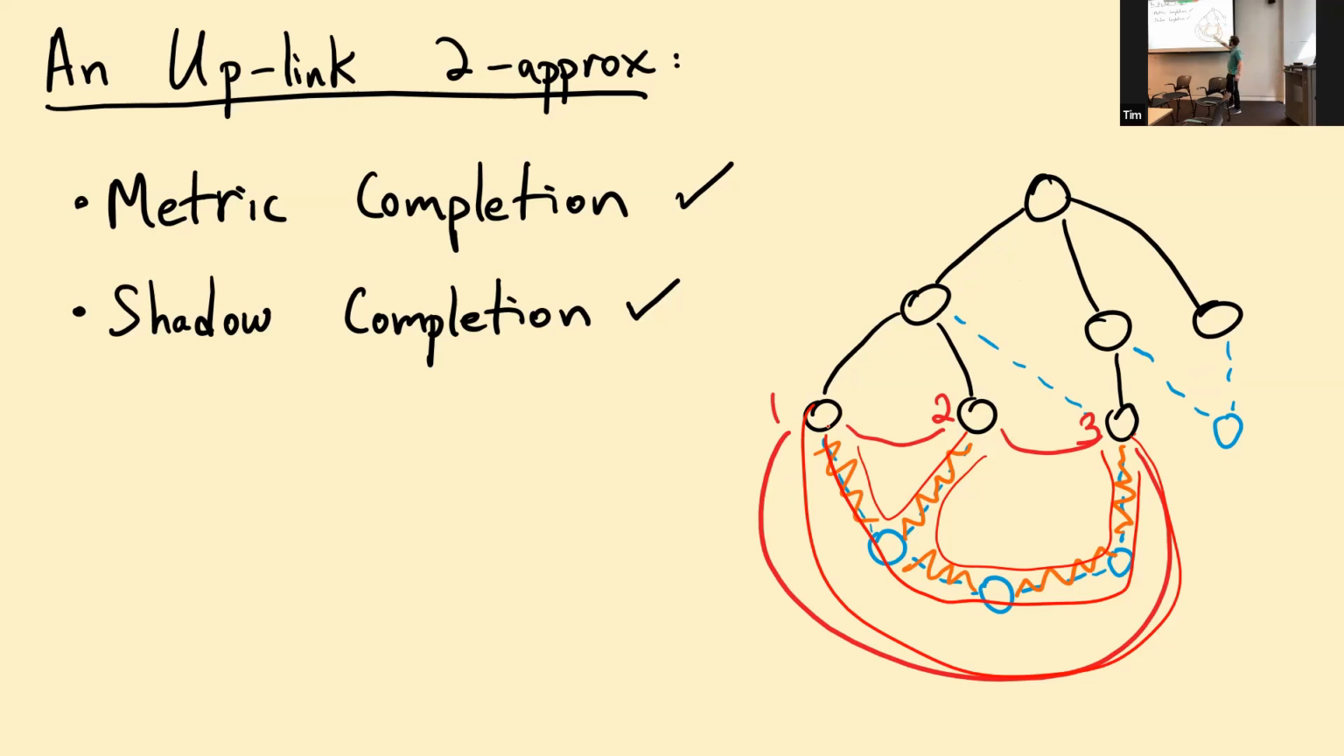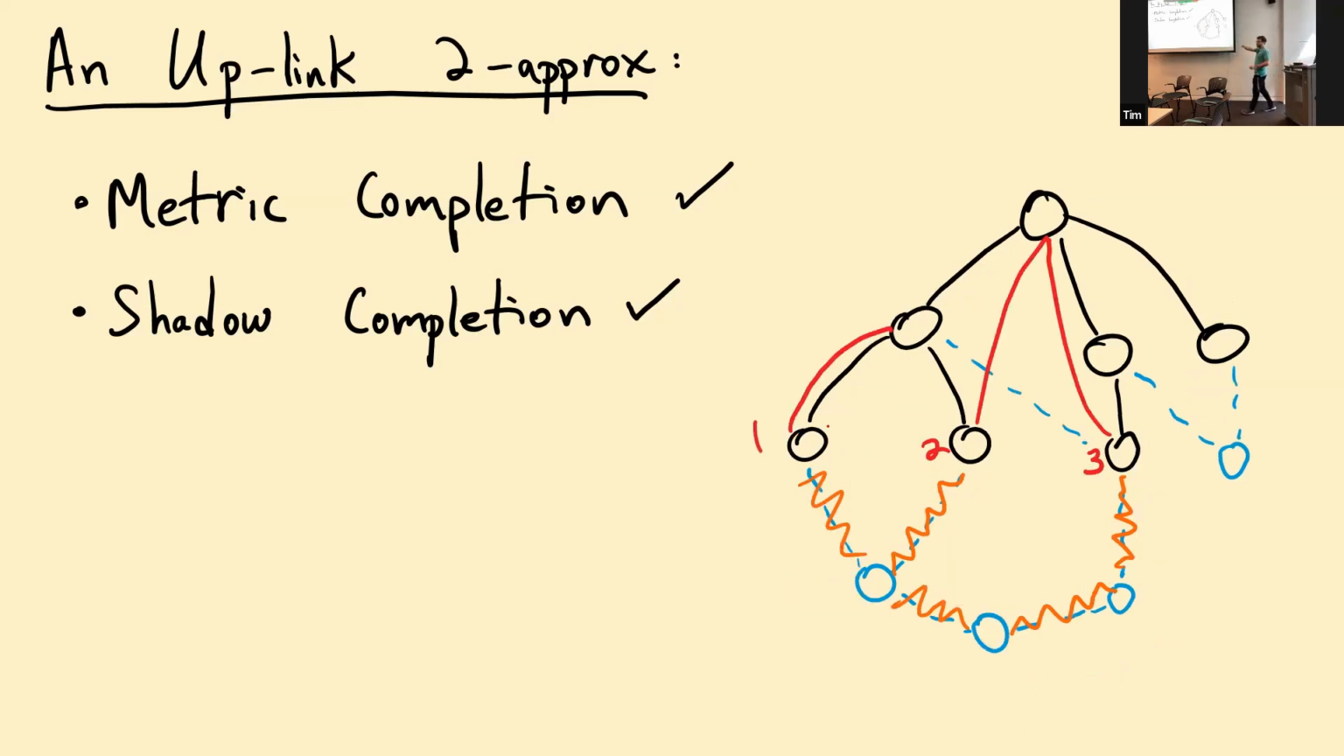So instead of going from 1 to 2, I will go from 1 to the least common ancestor of 1 and 2.